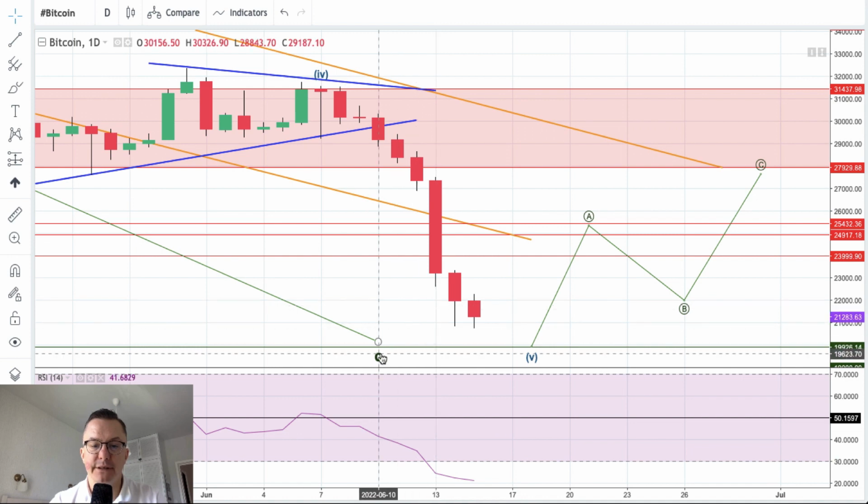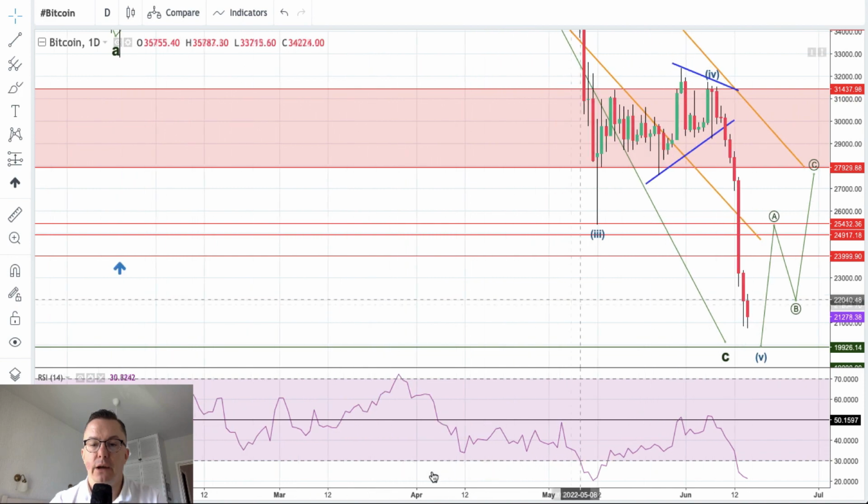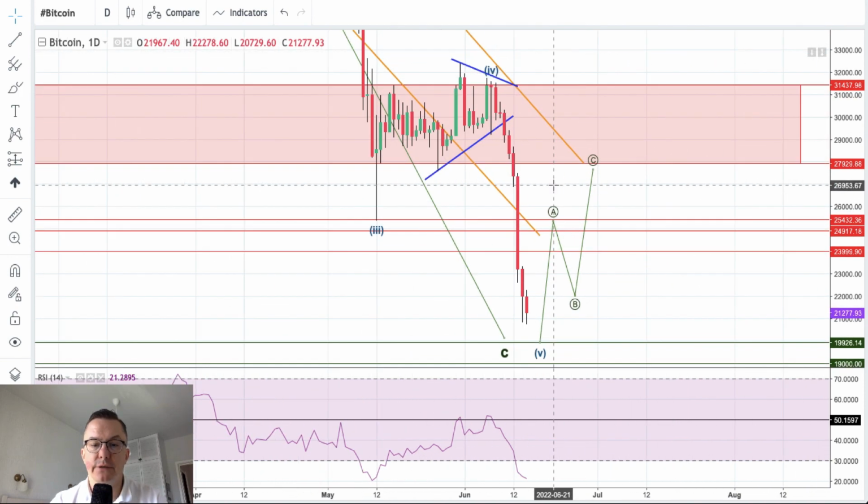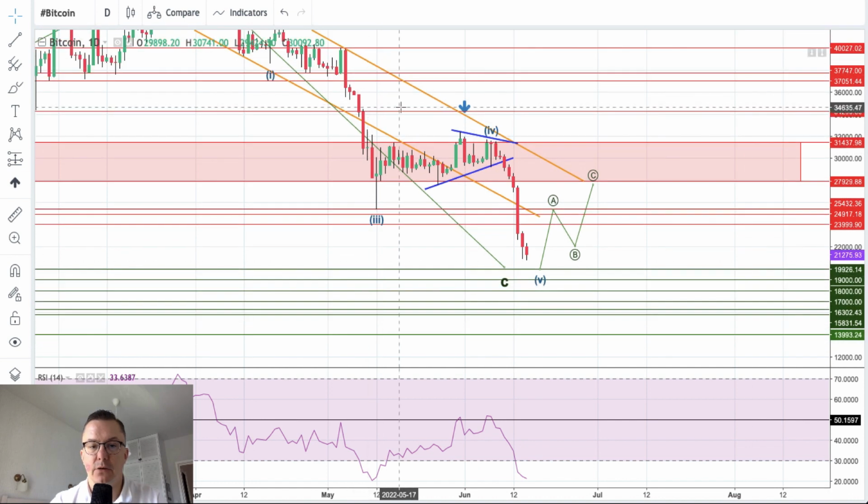So far it looks good from our scenario perspective. Of course, we just made another lower low, 20,729, and the market is in extremely oversold conditions, but we still wait for the touch below the level of 20,000 towards 19,926. Then the market is ready to perform a 3 wave bounce to the upside. Maybe it will even be back inside the long-term channel. So that's my outlook for the Bitcoin.